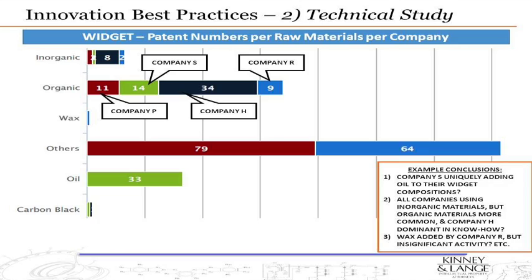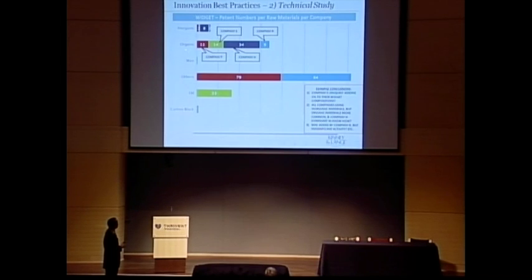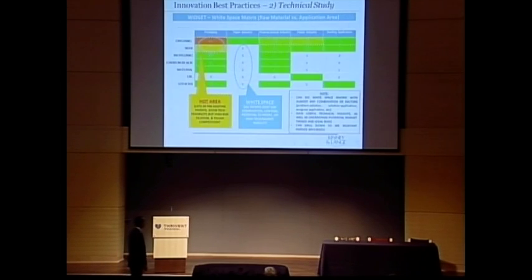Or raw materials, right? What kind of raw materials are used by different companies? So organic materials, others we can ignore, that's too catch-all, for example. So those are other ways of looking at what raw materials we might want to look at based on what other companies are doing.